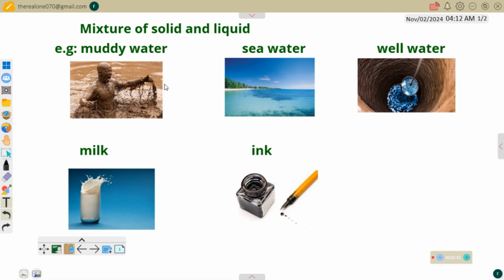We have muddy water, which is made up of water, sand particles and clay. Then we have seawater, which contains water and salt particles and also dead organic substance like bacteria. Then we have well water, which contains water and some sand particles. Then we have milk and ink and many other ones.